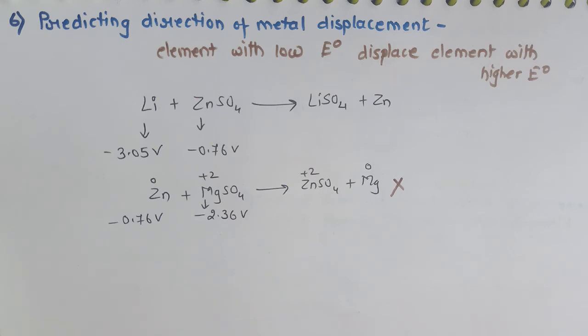So using all these concepts, using the values of SRP, we will be able to find out whether the given reaction is possible, whether the given metal will be able to displace another metal, or whether acid on reacting with that particular metal will release hydrogen gas or not. So let us solve some questions based on this.